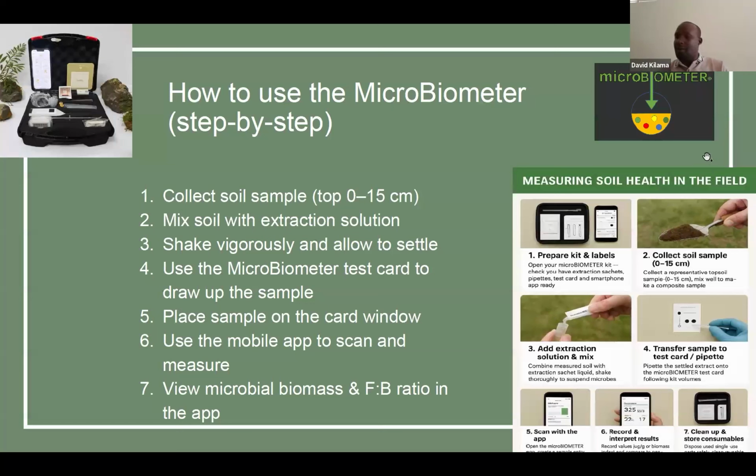Next. Now, how do you use the microbiometer? If you're measuring biomass in the soil plus microbial community composition, this is a very easy set of steps that I compiled and summarized in both the photo and the text. Number one, prepare your kit and labels. You need to make sure that you have this kit. The photo is at the upper left-hand corner. That's the kit that contains everything for microbiometer analysis. Then two, you collect a soil sample. Here we need soil from a zone of 0 to 15 centimeters.